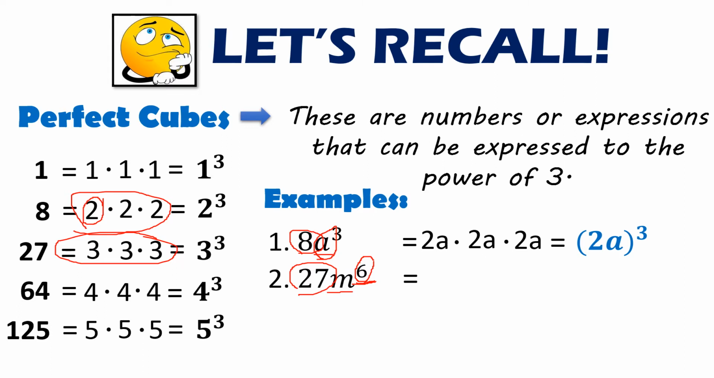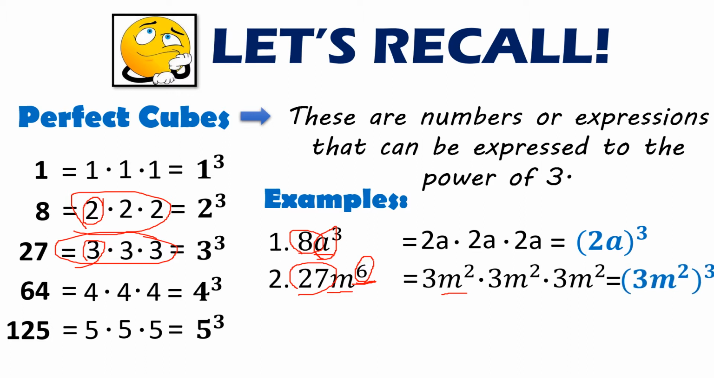So let's see what are its factors. So we can use the numerical factor 3 and the variable m raised to 2 times 3m raised to 2 and another 3m raised to 2, which can be written as the quantity of 3m raised to 2 raised to 3. Therefore, 27m raised to 6 is a perfect cube.